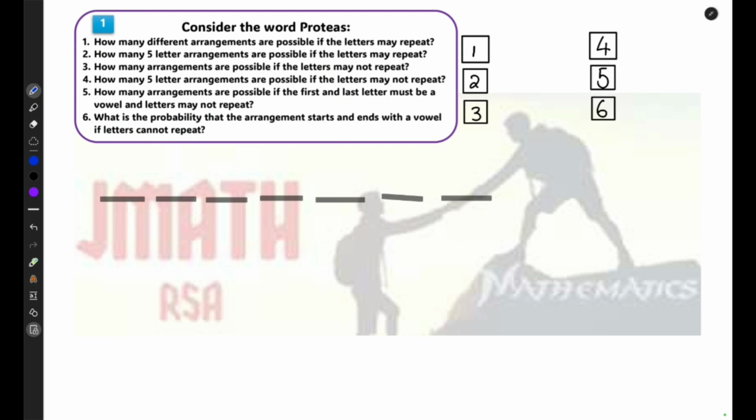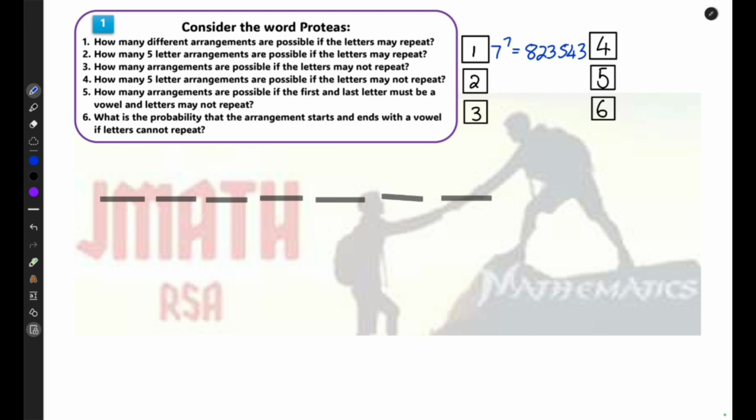Okay, so remember the theory we did. If it can be repeated, 7 letters, 7 spaces. So the answer is just 7 to the power 7. And that is a massive number. So 823,543 different options if I can use anything and it may be repeated.